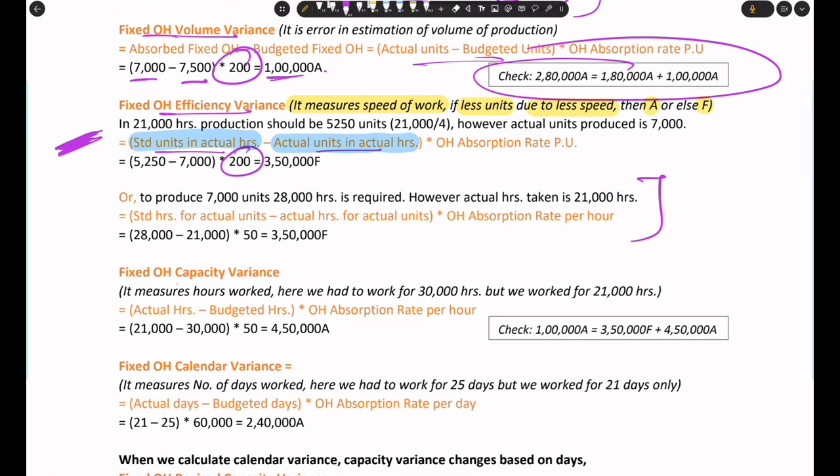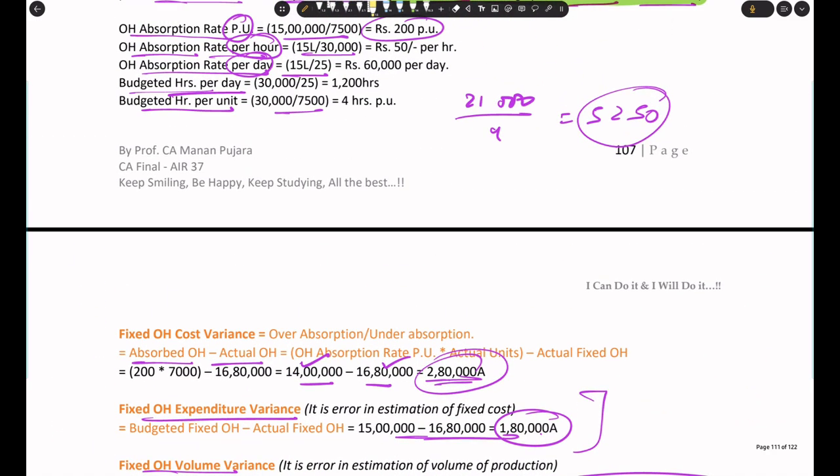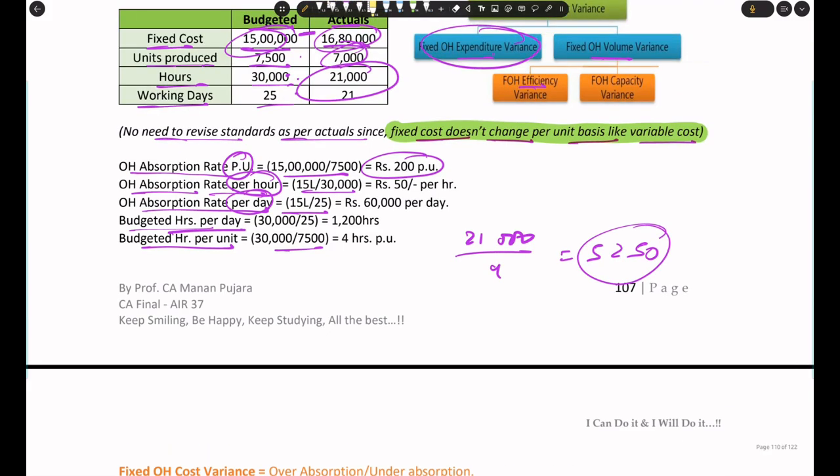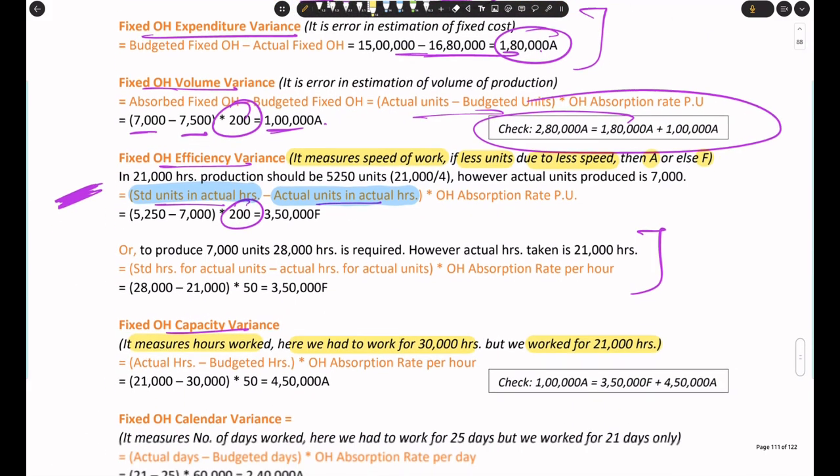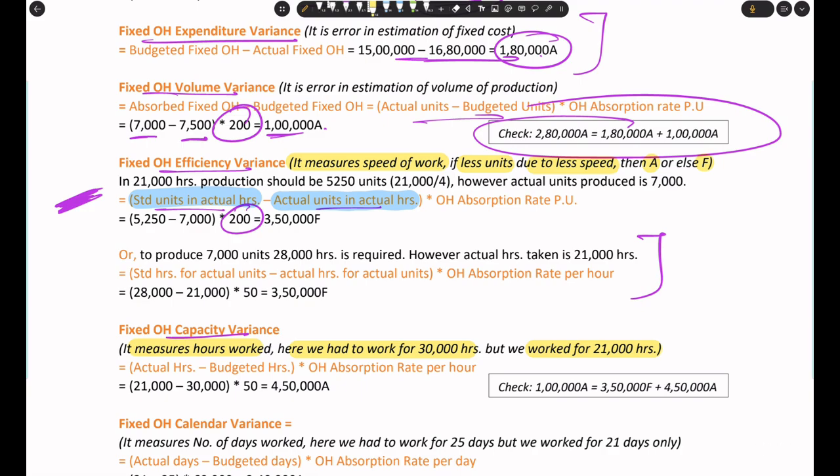Okay, so next is the fixed overhead capacity variance. It measures the hours worked. Here we have to work for 30,000 hours, but we worked for 21,000 hours. So this is adverse, because we worked for fewer hours. We were supposed to work for this number of hours, but we worked for less. 30,000 and 21,000, so the difference is 9,000.